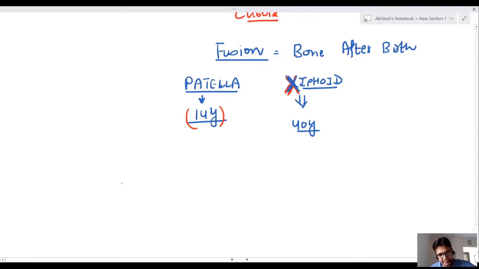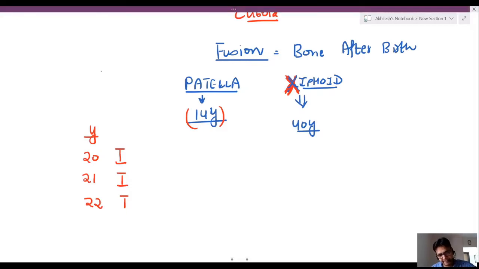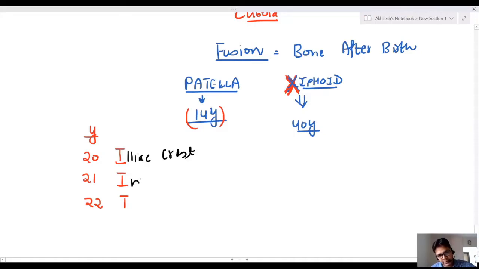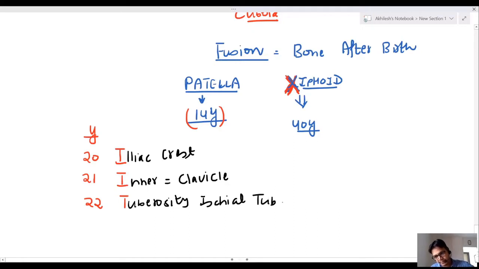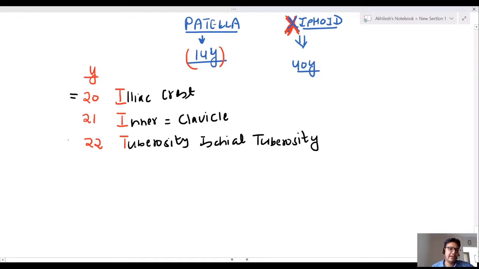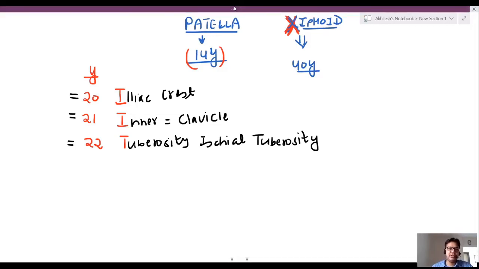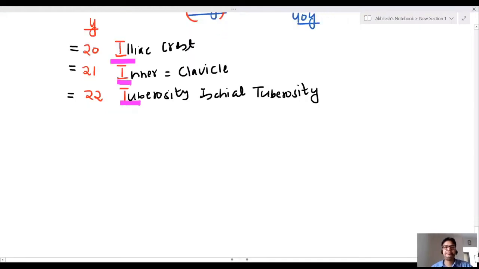Now write down IIT. IIT: 20 year, 21 year and 22 year. How to remember? I for iliac crest, fusion at 20 years. Inner end of clavicle, 21 years. Tuberosity, that is ischial tuberosity, 22 years. So it is 20, 21, 22: iliac crest, inner end of clavicle, and ischial tuberosity. These are the ages. IIT. Very simple.